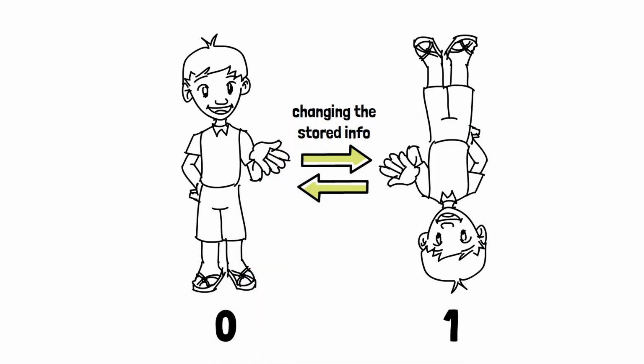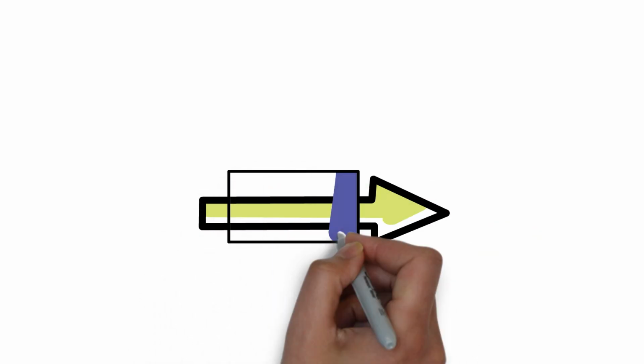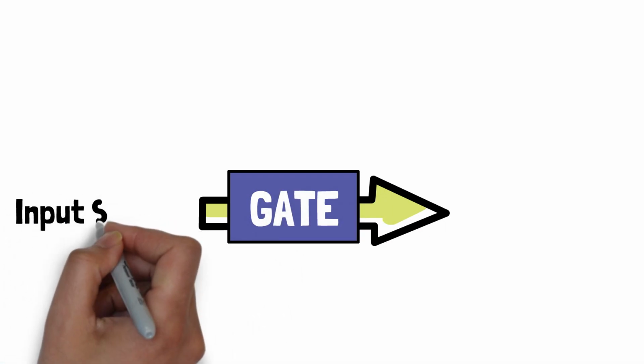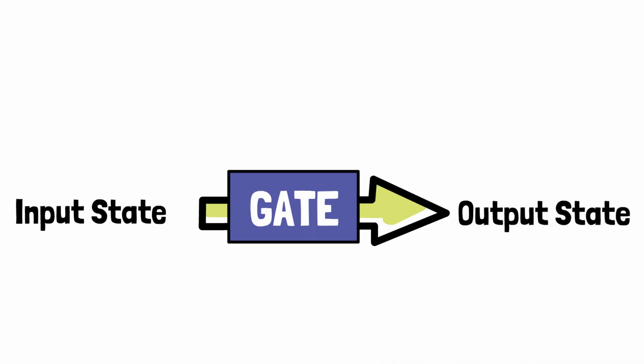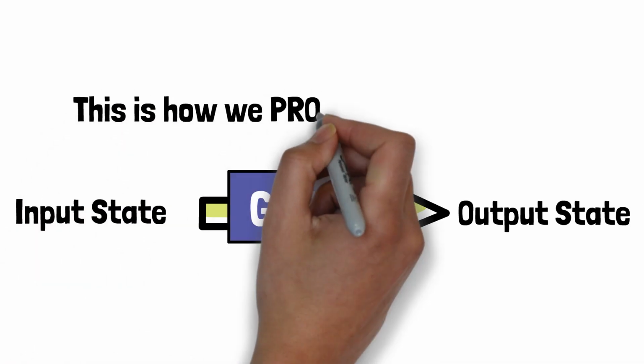When Mr. Bit is in the 0 state, he is storing a piece of information, the fact that he is upwards. When he is in the 1 state, he now stores information about the fact that he is facing downwards. And we can go back and forth between these two states. In classical computers, we use something called a logic gate to change the state of a bit. Given an input state, we operate on it with a gate and produce an output state. And in doing so, we are changing the information that is stored in the bit. This is how we process information in a computer.